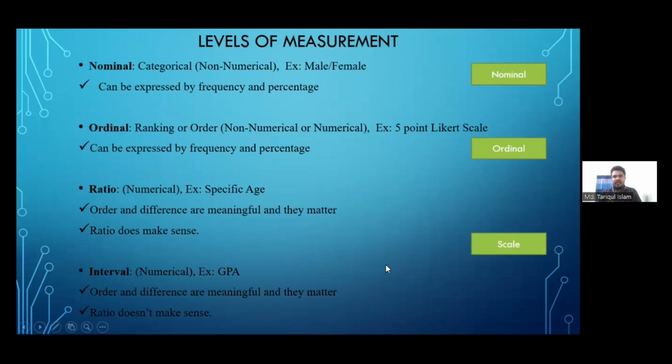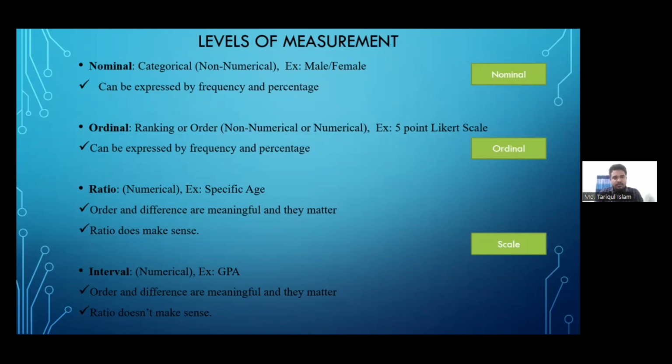So there are the levels of measurement. In our questionnaire, we have seen that there were two types of questions. The first one was demographic, and the second one was based on the 5-point Likert scale. We were trying to identify their perception towards each statement. So the measurements are usually categorized into four levels: nominal, ordinal, ratio, and interval.